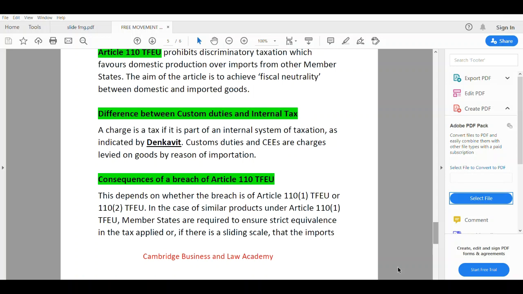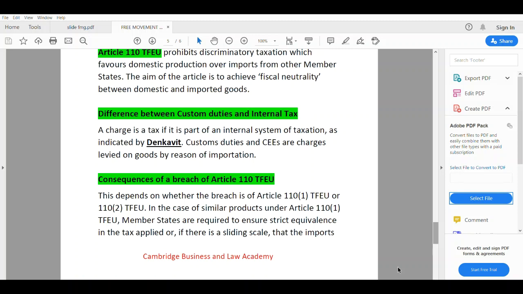According to Article 110 para 1, it is prohibited to impose on the importer any tax which is in excess of that imposed directly or indirectly on similar domestic products. Article 110 para 2 provides the same prohibition for products which are not similar but are competitive products.